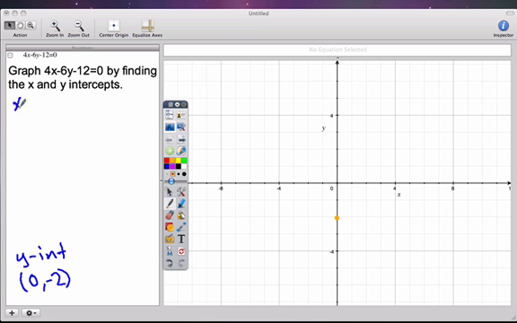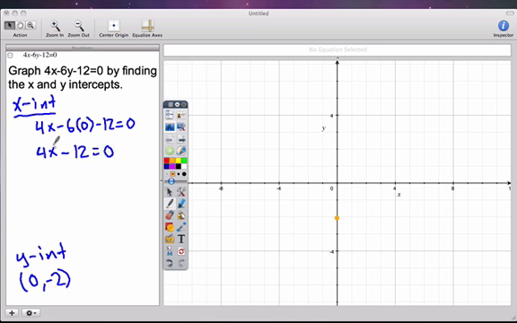And now we can solve for our x-intercept. To find our x-intercept, we know that the y value of our x-intercept is going to be 0. So we can plug in the 0 for y and then solve for x. In this case, we'll get 4x minus 6 times 0 minus 12 equals 0. We'll then get 4x minus 12 equals 0.